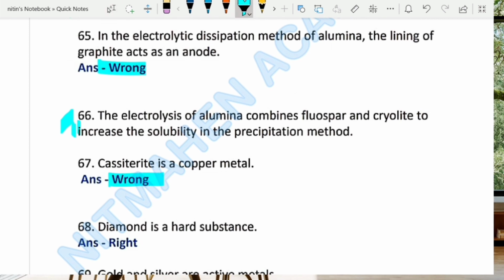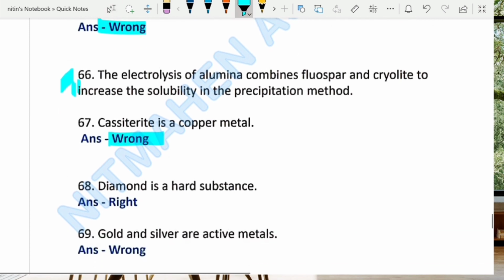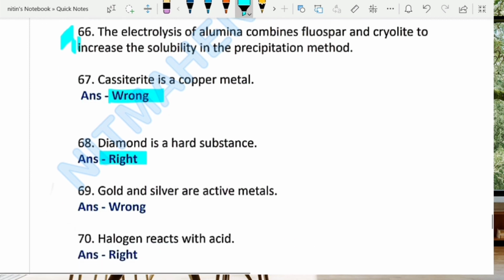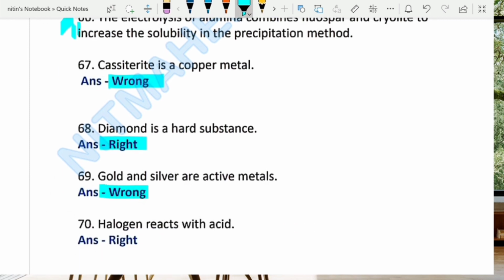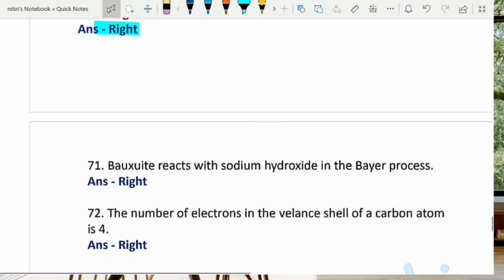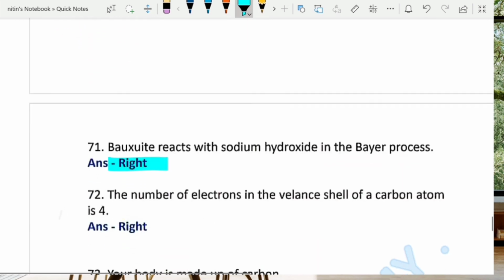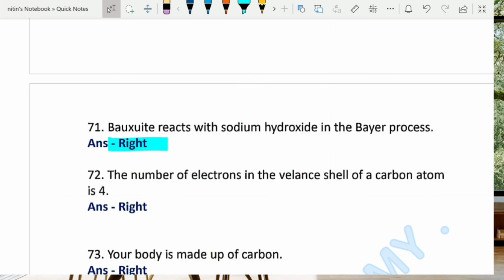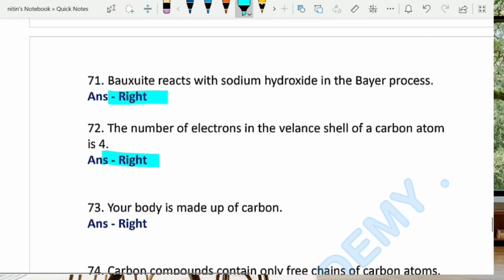Next, cassiterite is a copper metal. Wrong. Diamond is a hard substance. Right. Gold and silver are reactive metals. Wrong. Halogens react with acid. Right. Next, bauxite reacts with sodium hydroxide. Right. Bayer's process. The number of electrons in a carbon atom is 4. Right. Valency is 4.